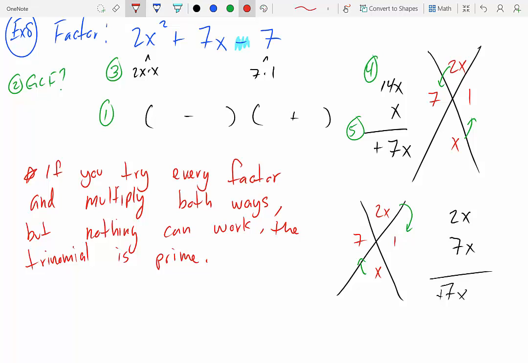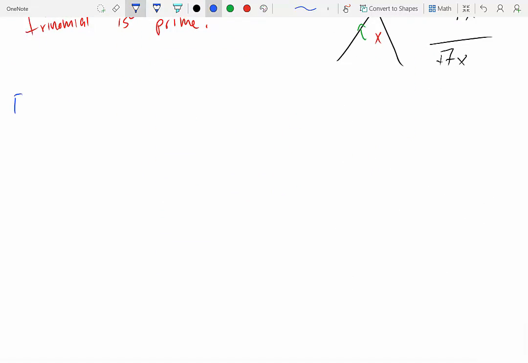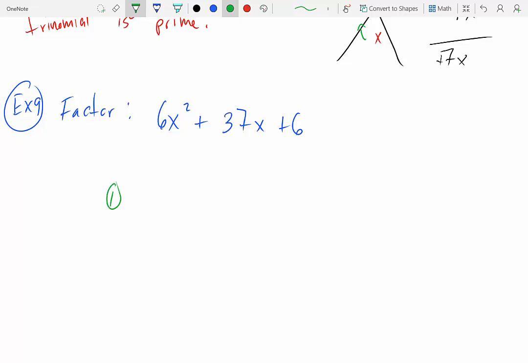Alright, last example. Example 9. So, we're going to factor 6x squared plus 37x plus 6. Our first step, we want to determine the signs. Since our c is positive, we're going to use the same signs, and we're going to use the sign in front of b, plus and plus.